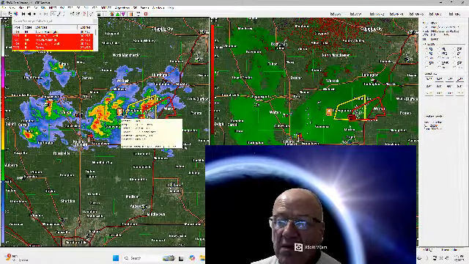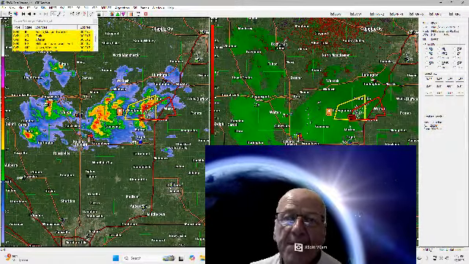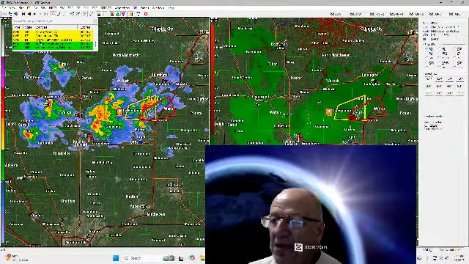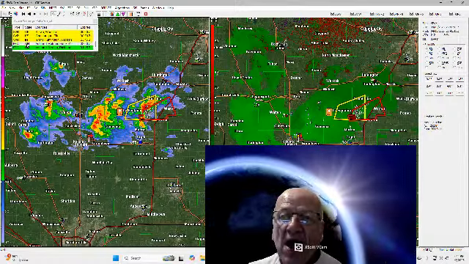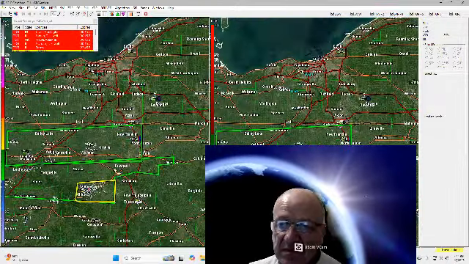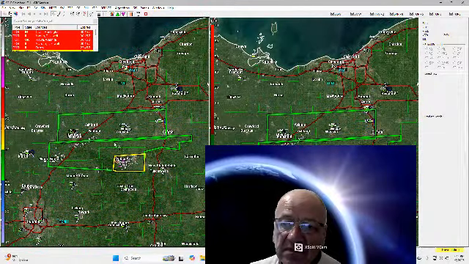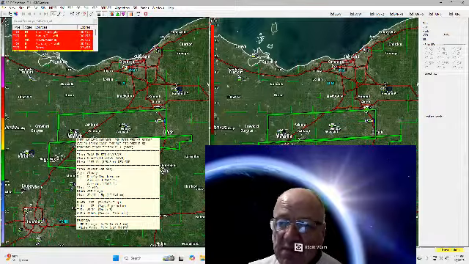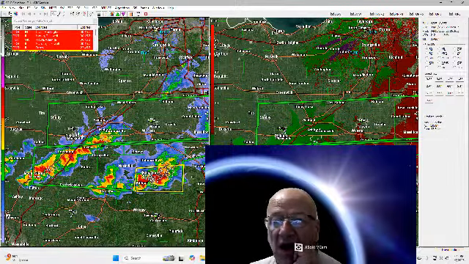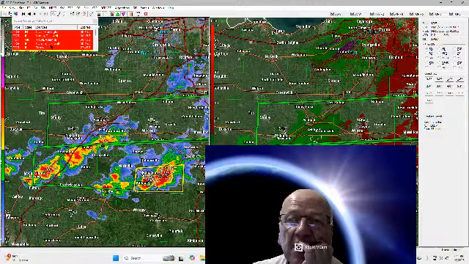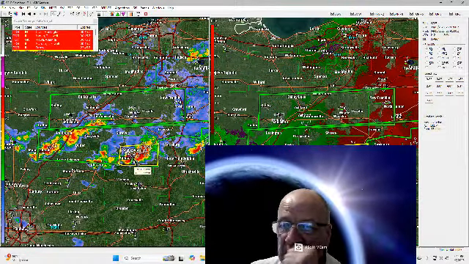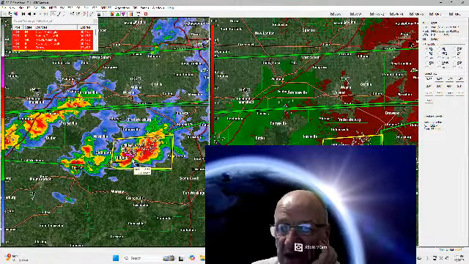All right. We have some flooding going on in Ohio in Ashland County and Holmes. We have a thunderstorm reported here near Richland in Ohio. We have a report here of a little over 1-inch hail. This is near Killbuck.